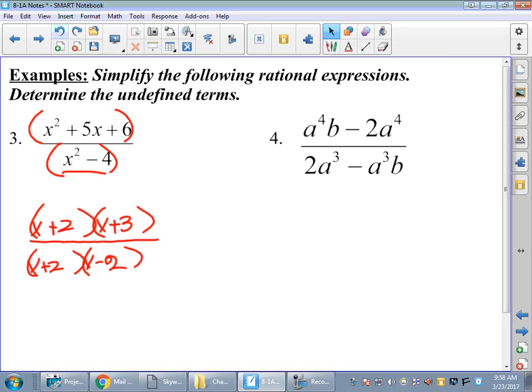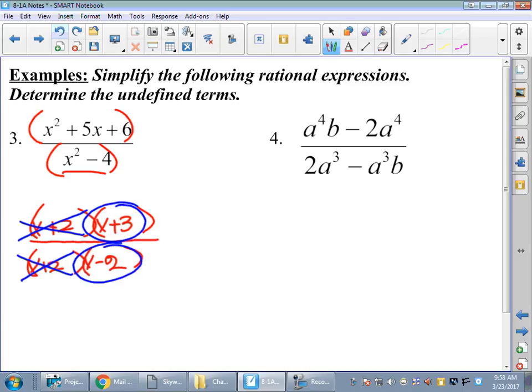Now we have common factors. Now this x plus 2 is the same number as this x plus 2. Whenever you plug in an x value and add 2 to it, it'll be the same on the top and the bottom. The other 2 quantities, though, this number adds 3 to x. This one subtracts 2. They are not the same number. So we're done with x plus 3 over x minus 2.